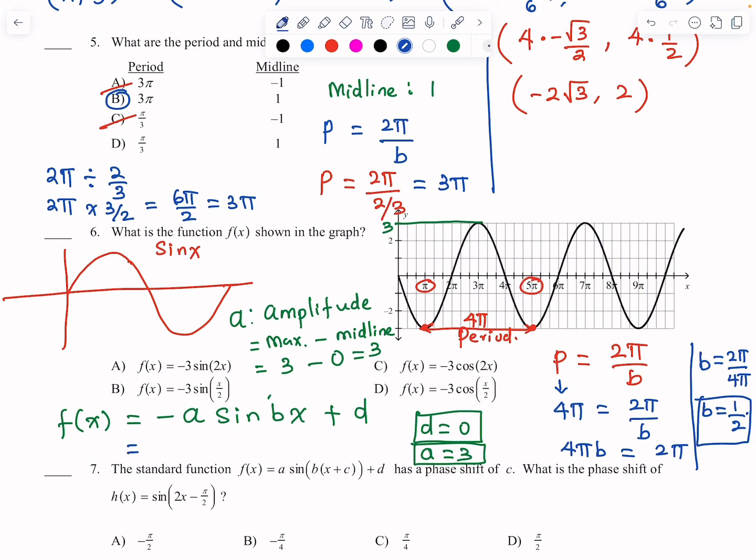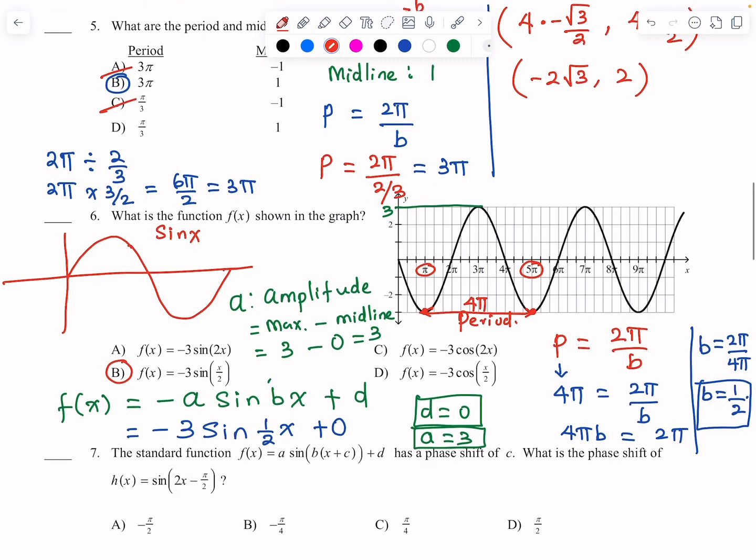And then what would this be? Now, remember I said for this question, there is no phase shift. Phase shift is just like your horizontal translation, moving left or right. So in this case now, I have my a, which is negative. My a is 3. Then I have my negative sign. Then I have my sine. My b now is 1 over 2 times x. And then my midline is plus 0. And then if you simplify all of this, which of the following looks like that? That will be option B.